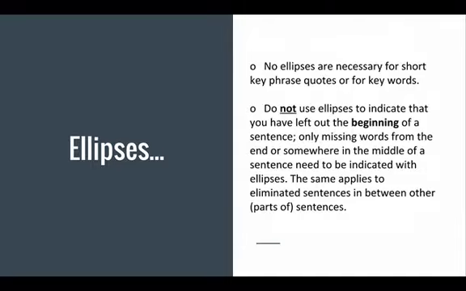No ellipses are necessary for short key phrase quotes, or for key words. And do not use ellipses to indicate that you have left out the beginning of a sentence. Only missing words from the end or somewhere in the middle of a sentence need to be indicated with ellipses. The same applies to eliminated sentences in between other parts of sentences.